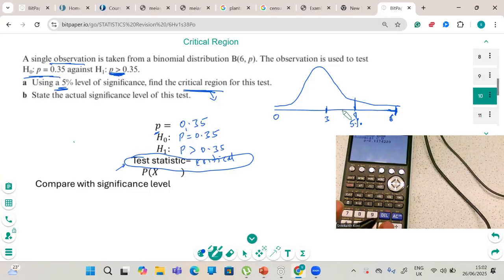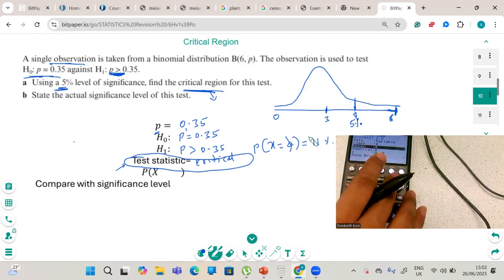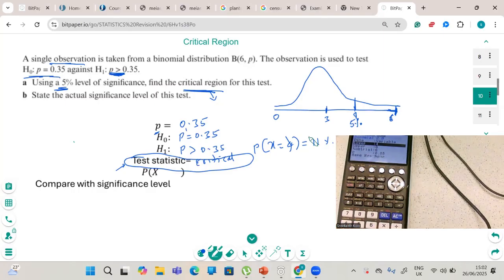See, I got 11%. So I'll write it here. In the examination, you can write when x equal to 4, or you can write P of x equal to 4 is 11%. But I'm looking for the value when it becomes less than 5%. Now you may have a doubt whether you need to increase the value or decrease the value.